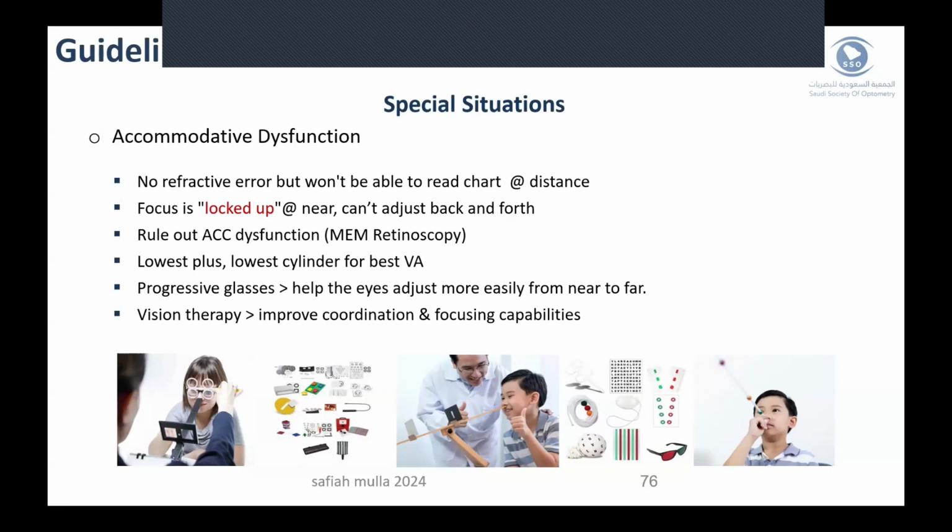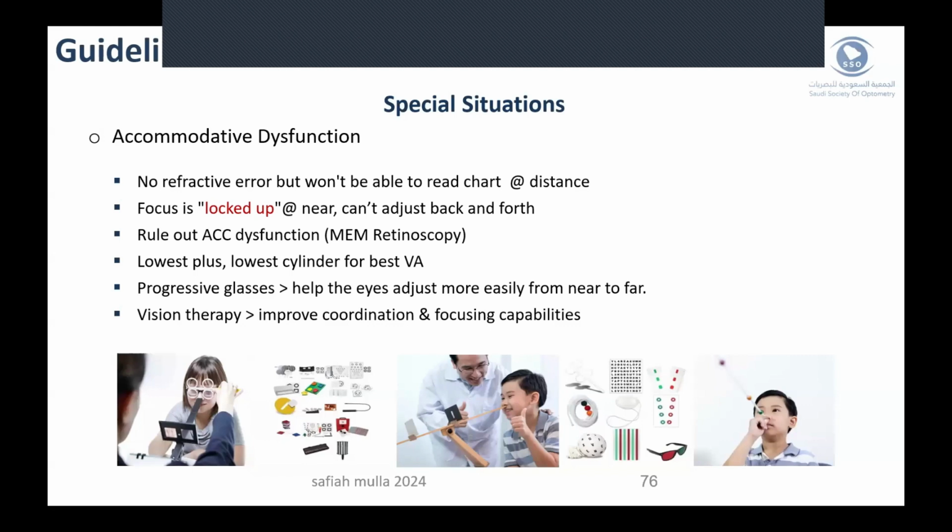You need to rule out accommodation dysfunctions by using suitable methods, such as monocular estimated method, retinoscopy. And then you give them the lowest plus and lowest cylinder for best visual acuity. And then you may give them progressive glasses to help the eye adjust more easily from near to far. You also give them vision therapy to improve their coordination and focusing ability.